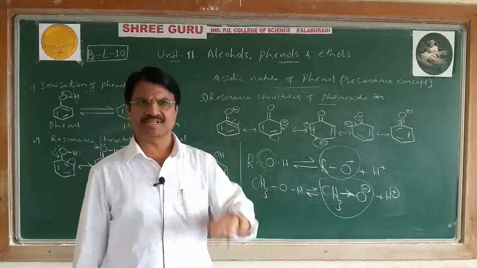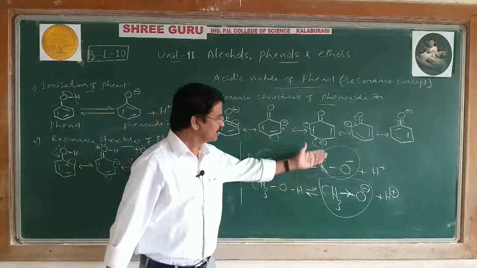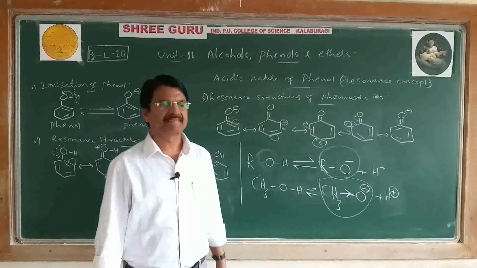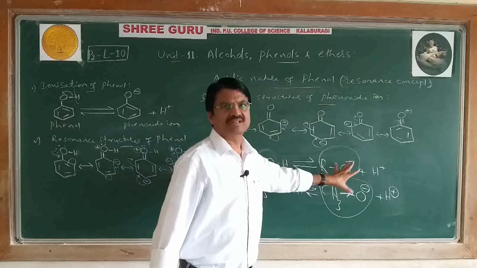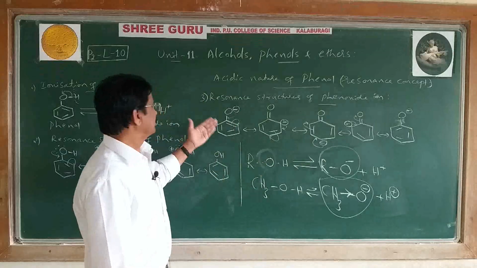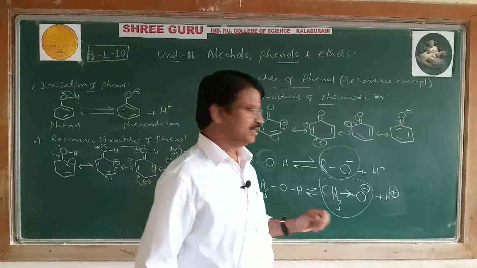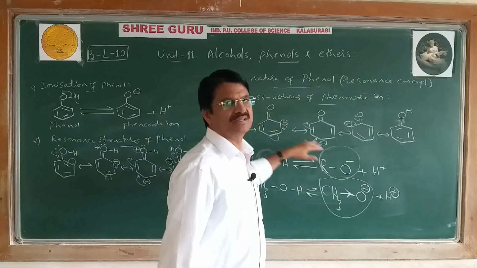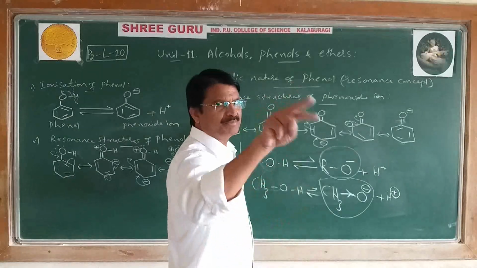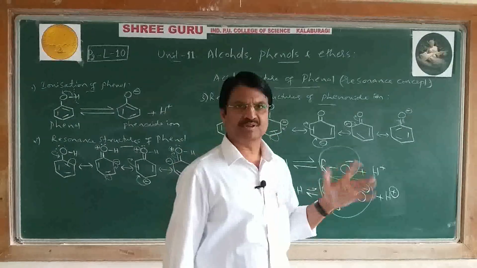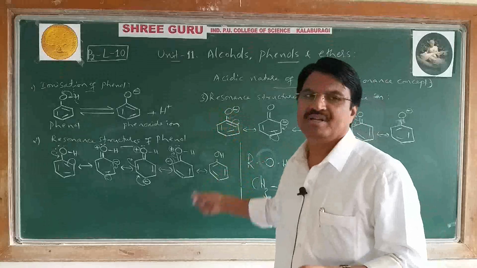This is one type of explanation. The other type is with respect to the alkoxide ion: the alkoxide ion is not resonance stabilized, whereas the phenoxide ion is resonance stabilized. That is the main reason for the less acidic nature of alcohol when compared with phenol. So this is about the acidic nature of phenol.